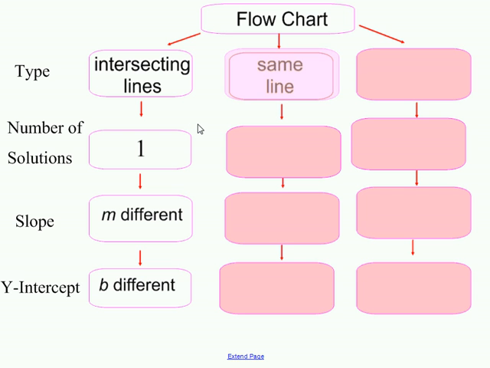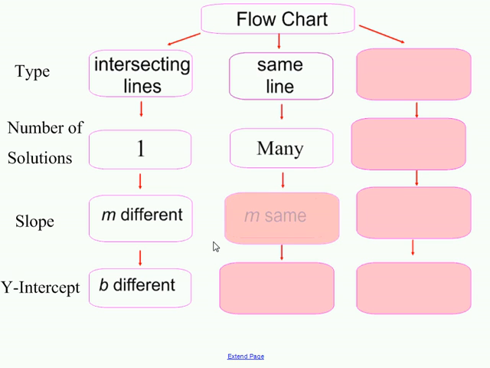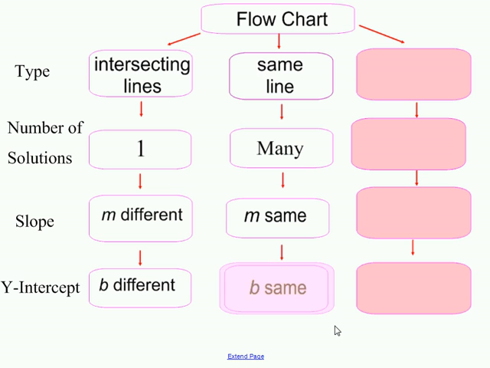If we have the same line, in other words, if they're the exact same line, one on top of the other, we know that we will have many solutions, infinitely many solutions. If they're on top of each other, we know that the slope needs to be exactly the same, which means that the y-intercept is also exactly the same.